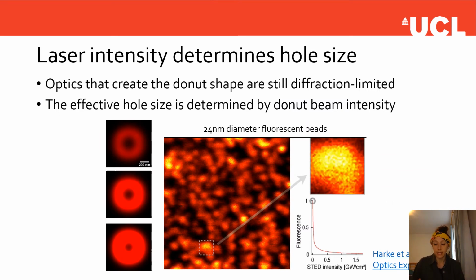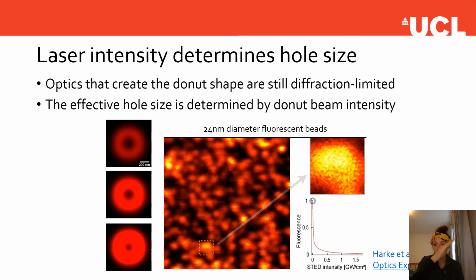What determines the resolution in STED microscopy? Well, the size of the hole in the centre of the donut. So what's important to know is the optics that generate your donut in STED microscopy are still diffraction limited, okay? You're not doing anything to break the diffraction limit in the way you make your donut. What you actually do is make this hole in the middle smaller by just increasing the intensity of your laser that's making up the donut. So these rings are all exactly the same size, but I've just increased the intensity.